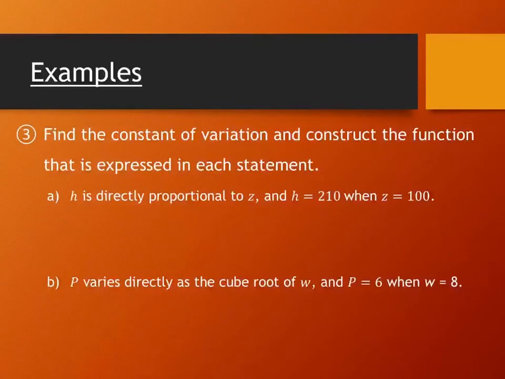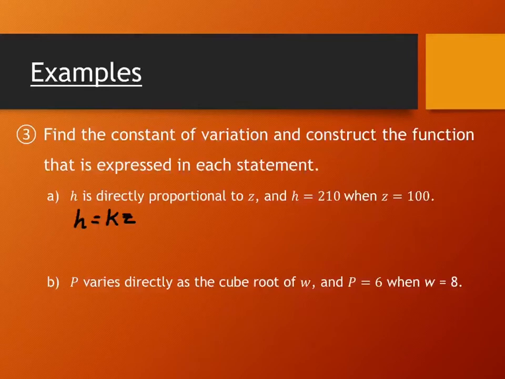All right, we can actually find that proportionality constant if we're given a little bit more information. So these are examples where we are given a little bit more information and asked to actually find them. So it says to find the constant of variation and construct the function that is expressed in each statement. So we start out by using the language and constructing sort of a partial function with the k value in it. It says h is directly proportional to z. So directly proportional means that it equals kz. Okay, so that's what we did on the previous example, actually example number 1.